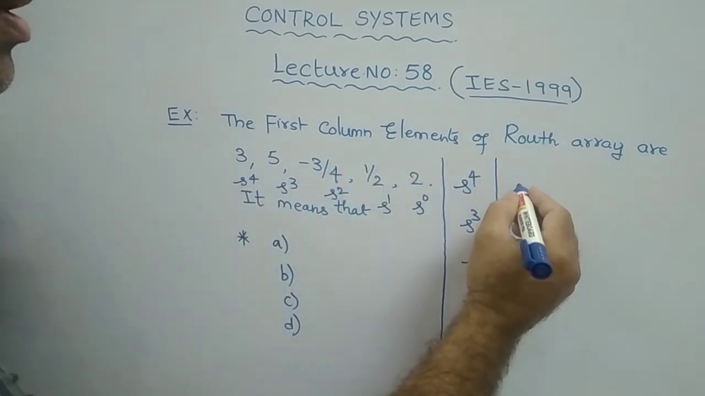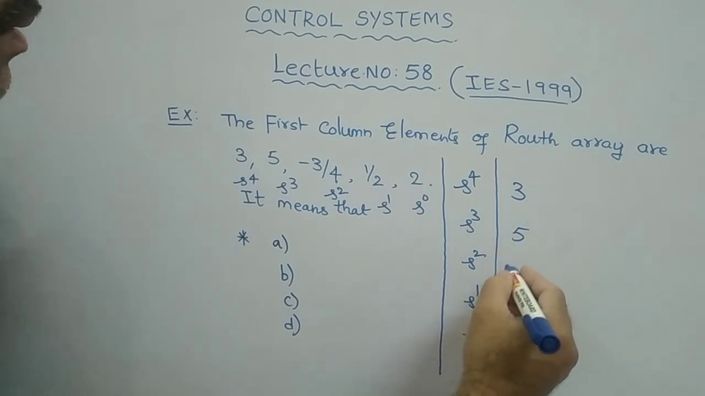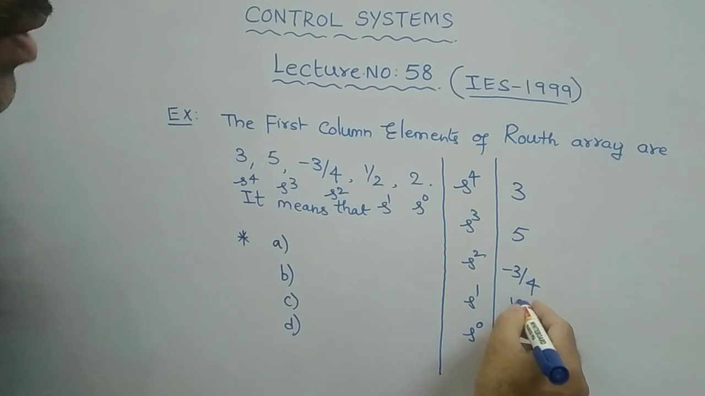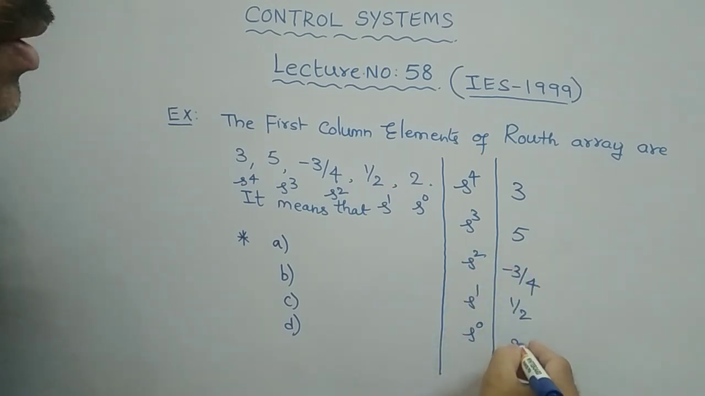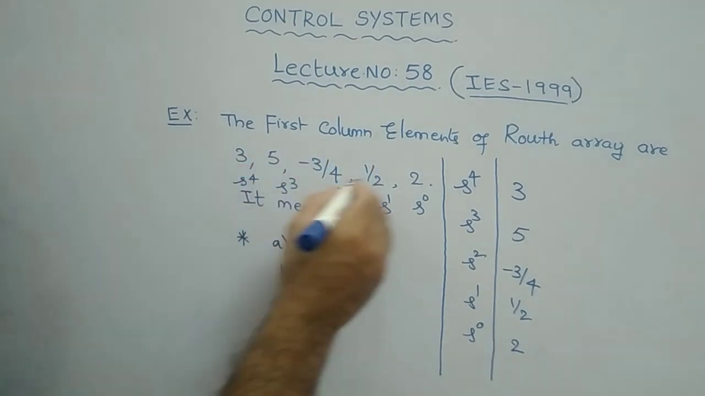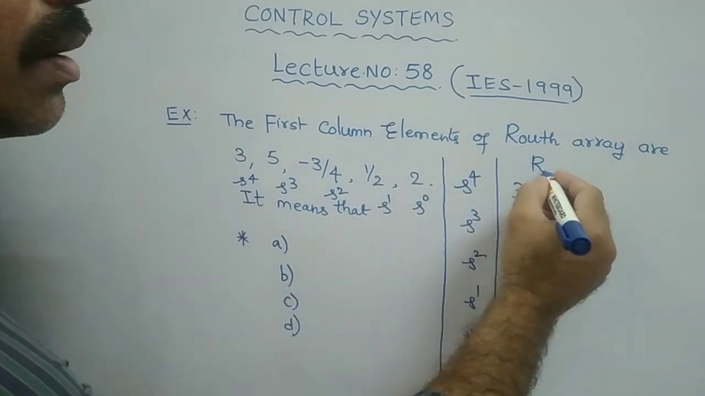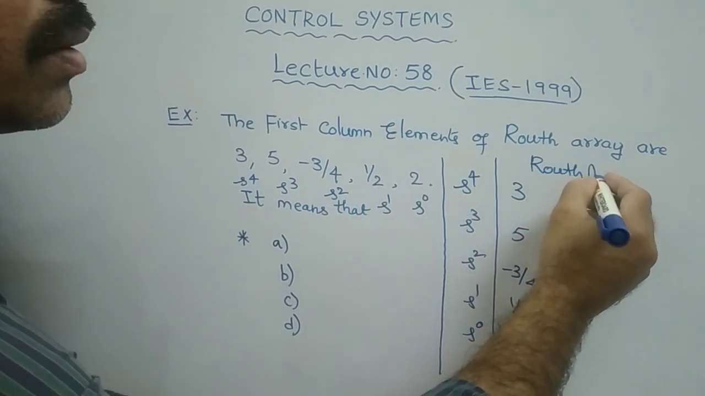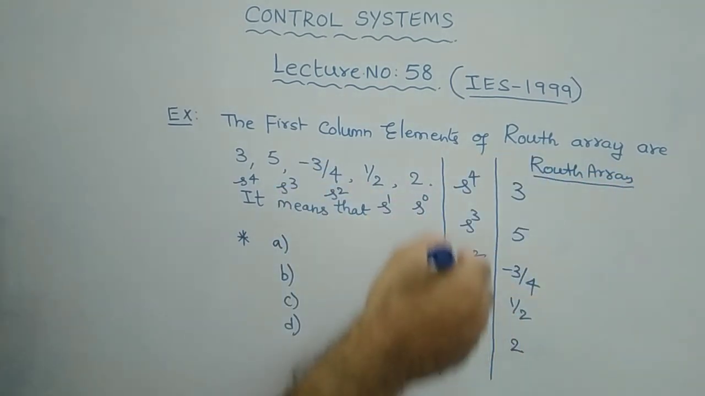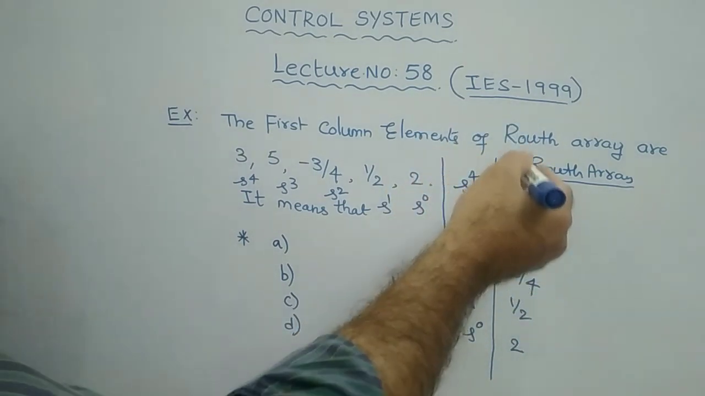Now you can represent it like this. These are the first column: the first is 3, the second is 5, next is minus 3 by 4, next is 1 by 2, and the last is 2. This is the meaning of the question. If you put the given elements in the Routh array, this is what it looks like, and this is called the Routh array. If you represent those elements in the Routh array, you must represent them like this. This is the first column elements.